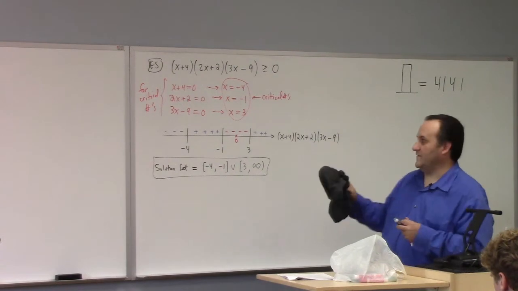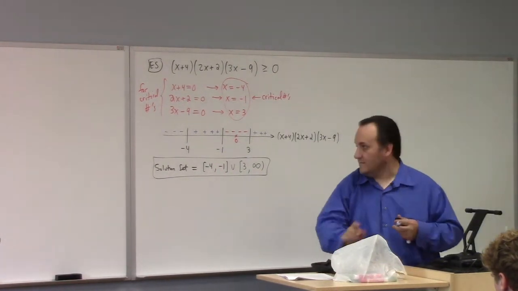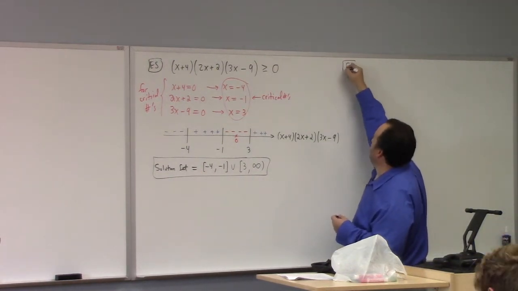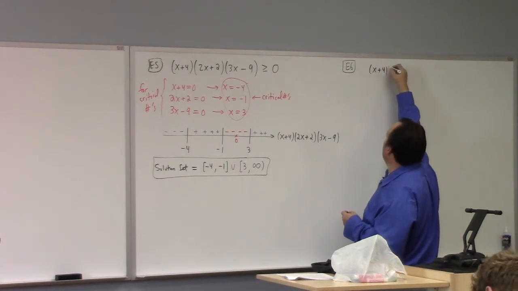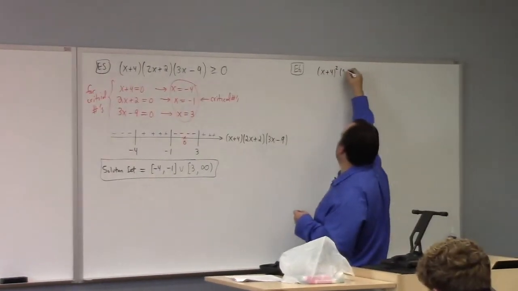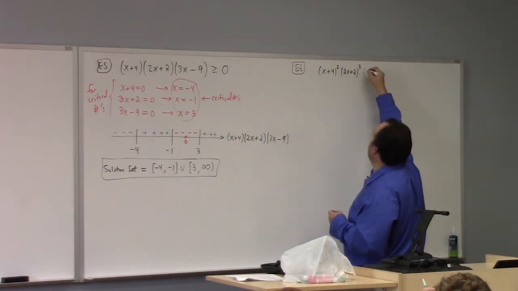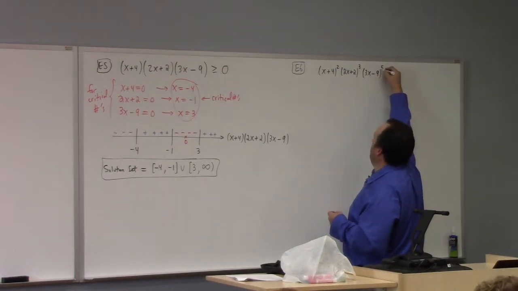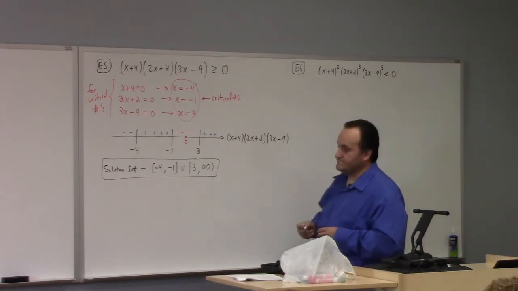Let me erase this offensive waste of board space up there. There you go. Example 6. So I'm going to do kind of the same thing, but I'm going to do x plus 4 squared times 2x plus 2 cubed times 3x minus 9 to the 5th power less than 0. All right.